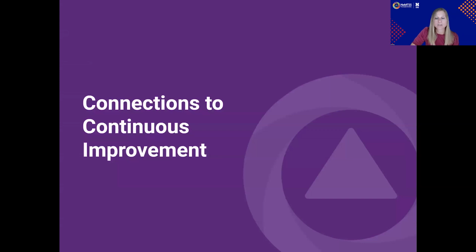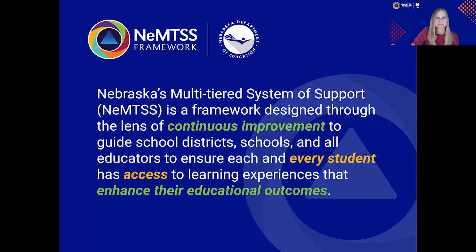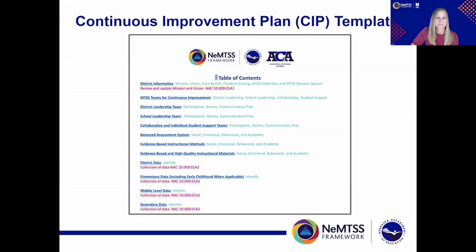Now we're going to shift into identifying the connection between database decision-making and the continuous improvement process. We all know that the continuous improvement process is ongoing. This process allows districts to use data to guide all educators to ensure each and every student has access to learning opportunities that enhance their educational outcomes.